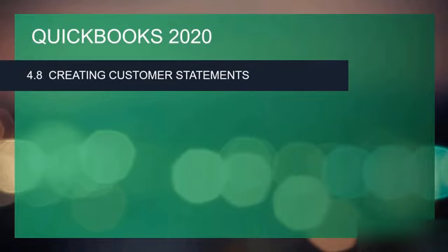Some businesses like to send a statement to their customers at the end of the month. A statement basically lets the customer know that they started the month owing X amount of money, then it'll show all the transactions that happened during the current month, and then it'll tell the customer what they owe at the very bottom. Statements are really easy to create in QuickBooks.